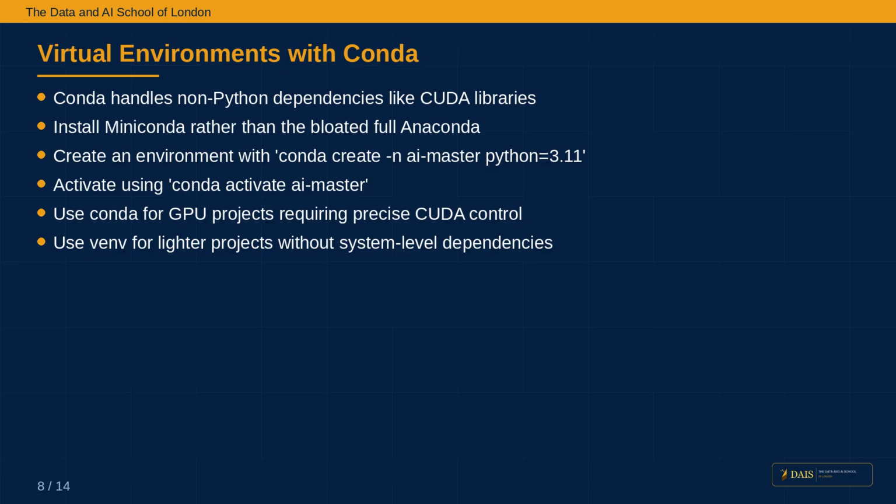Install Miniconda rather than the full Anaconda distribution. Anaconda bundles hundreds of packages you will never use and takes up unnecessary disk space. Miniconda gives you the Conda tool itself and nothing more. Create your environment, specify Python 3.11 explicitly, activate it, and you are ready.